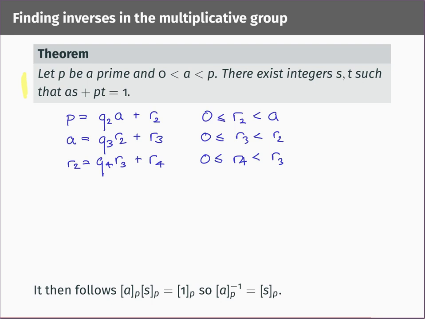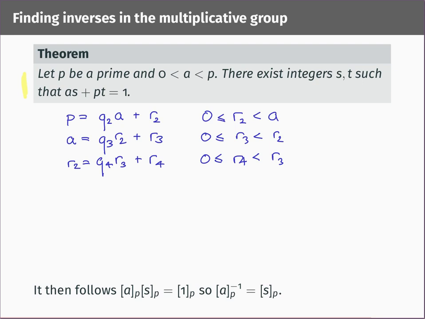So this sequence is decreasing. It's getting smaller and smaller and smaller at every stage. So eventually it must hit 0. In fact, after at most a steps, it's got to hit 0, because that's the only place it can go. It's a strictly decreasing sequence of whole numbers, so it must eventually hit 0.